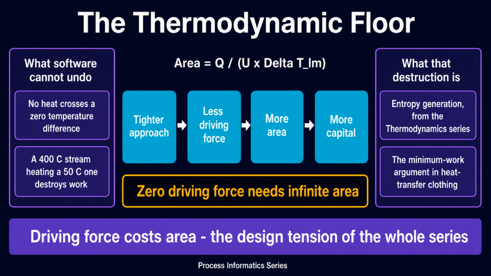Now hold that beside the economics. A tighter temperature approach saves energy every hour, and it demands area, because the required area is the duty divided by the overall coefficient times the log mean temperature difference. Push the driving force towards zero, and the area grows without bound, which is the wall Chapter 2 put in front of us. So driving force costs area, and zero driving force needs infinite area. Every exchanger you will ever specify sits somewhere on that trade, bought once in capital and paid for hourly in utility. Software optimizes within the floor, only the flowsheet moves the floor.